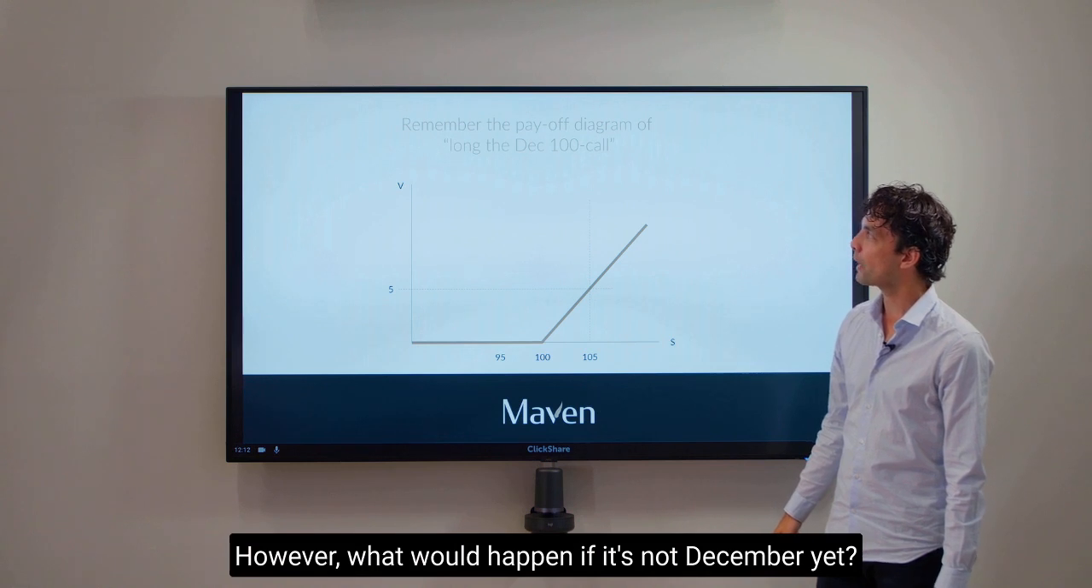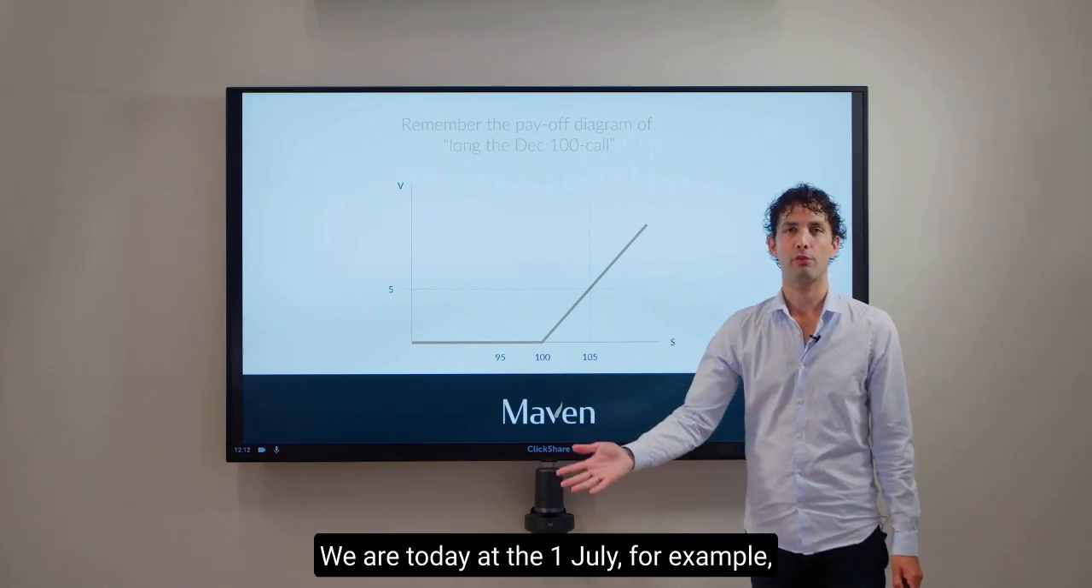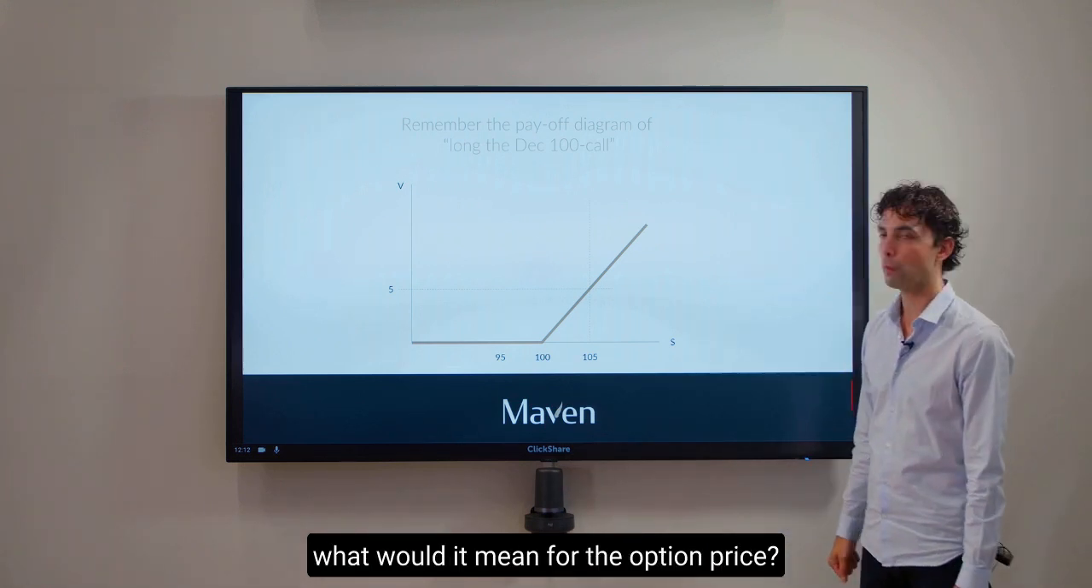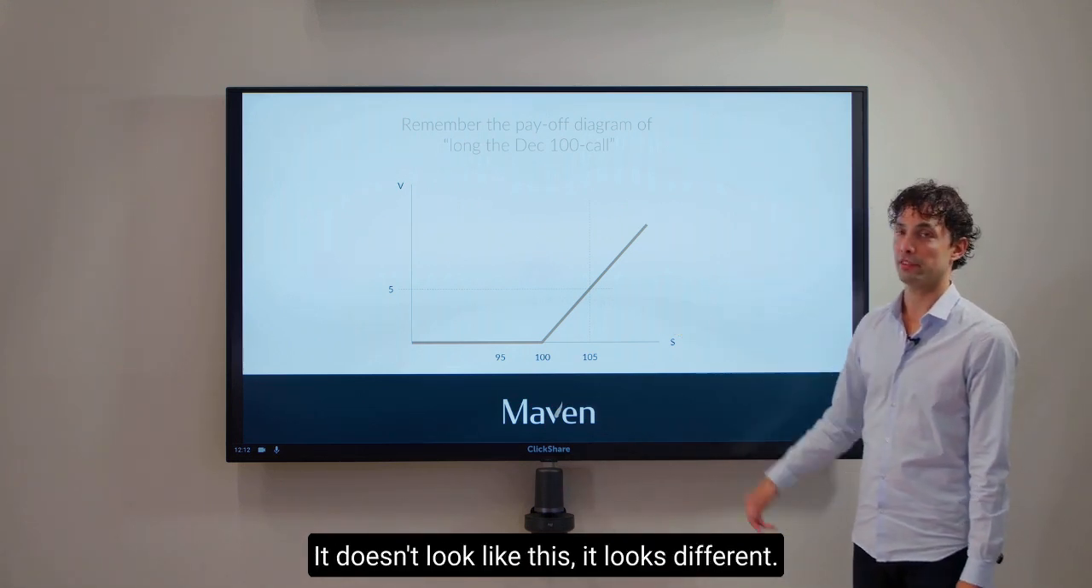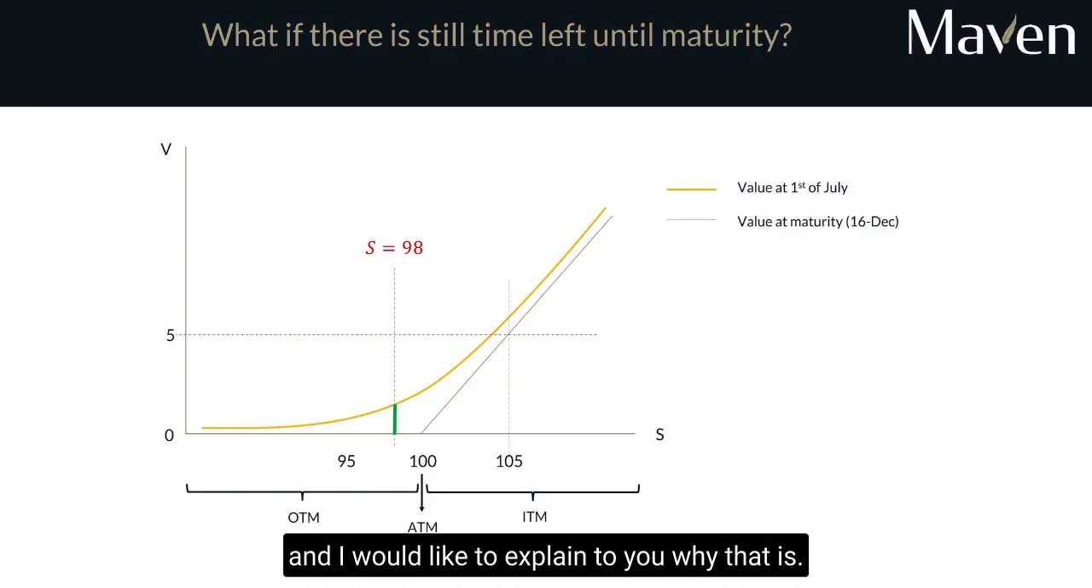However, what would happen if it's not December yet? We are today at the 1st of July, for example. What would it mean for the option price? It doesn't look like this, it looks different. It would look something like this. And I would like to explain to you why that is.